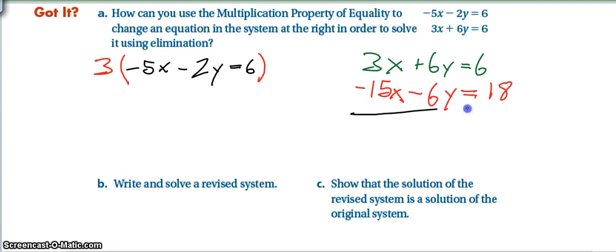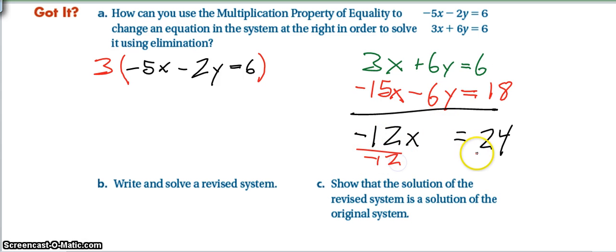So if I combine those together then, I can get a negative 12x. These combine to 0, and then that's equal to, when these add up, they become 24. And then to solve, you can see that all we need to do is divide by a negative 12 on both sides, which gives my solution of negative 2.